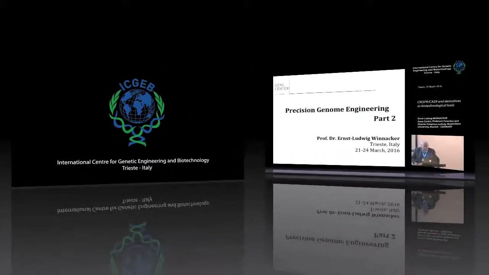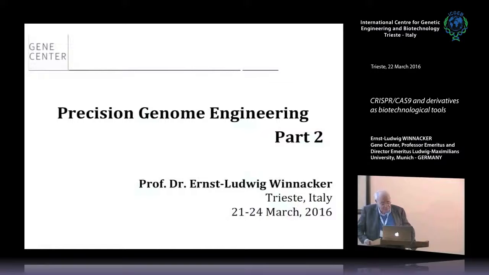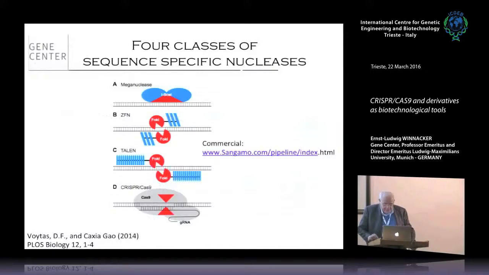Talk about today. Now, genome engineering is something which people had in mind for quite a long time. And there are 4 examples here: the meganucleases, zinc fingers, talons, and CRISPR Cas.